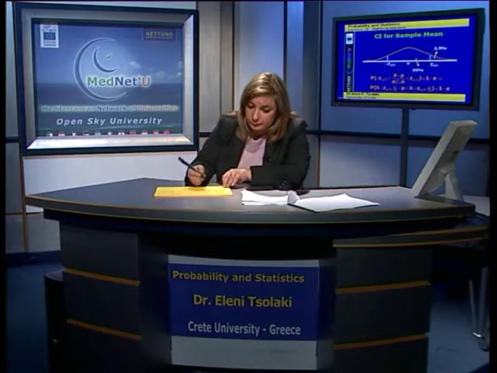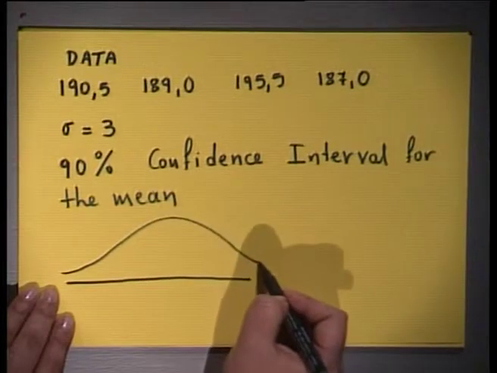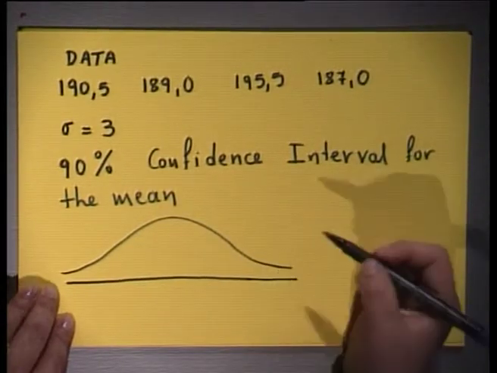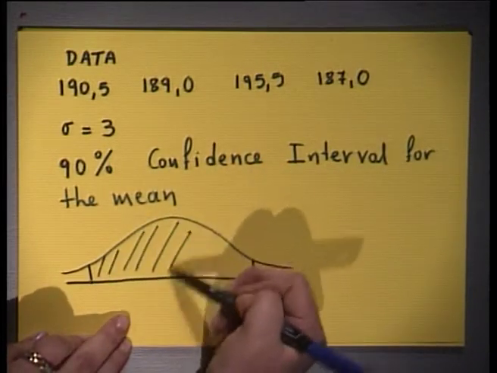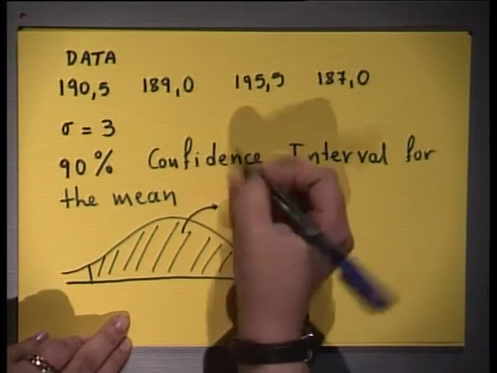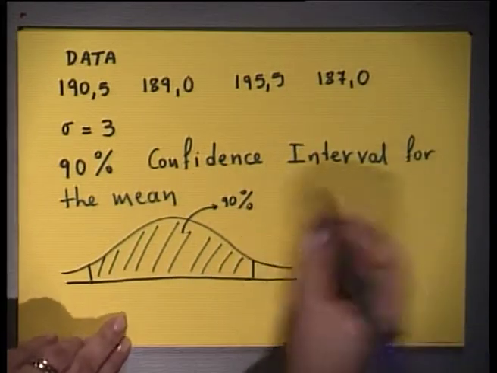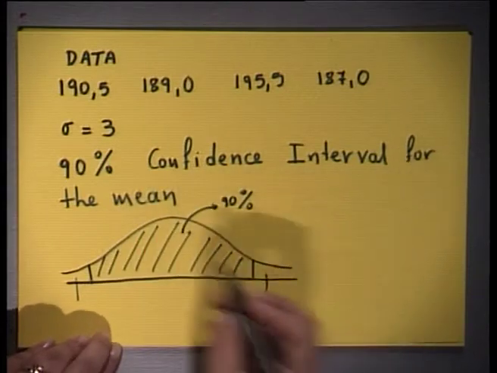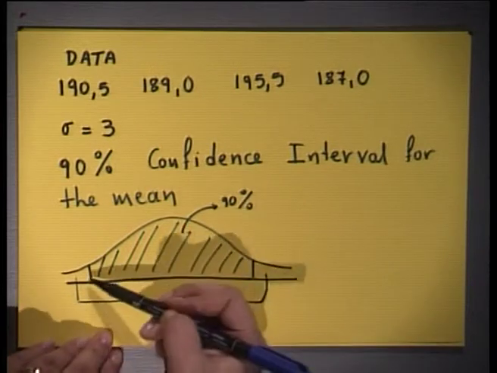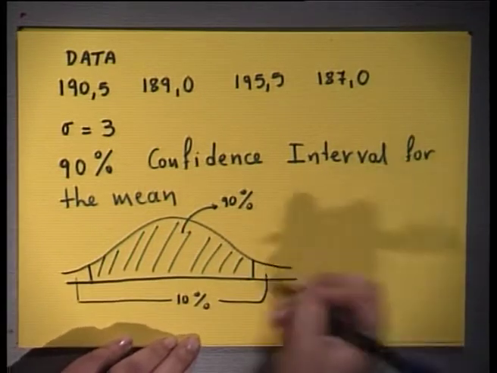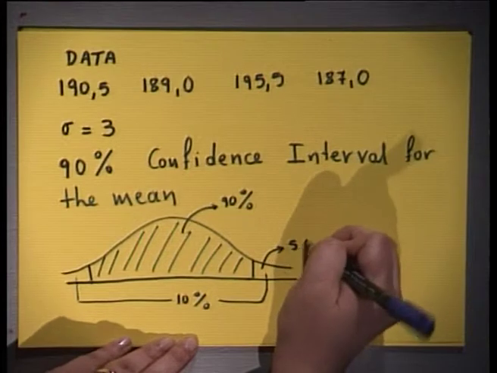Now, what we have is the normal distribution. And we want this area here to be 90% of the area. So actually, we want this together to be 10%, this area here and this area here, and half of it, we know this is symmetric, will be 5%.